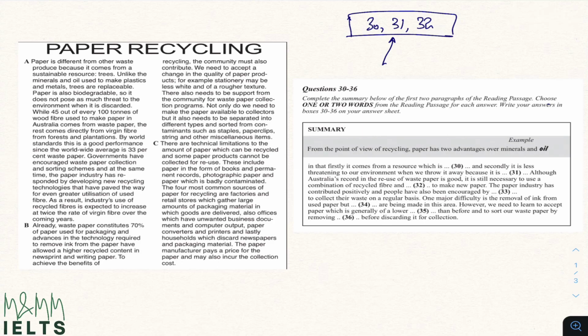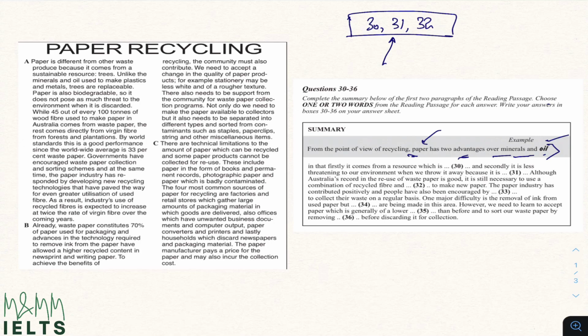All right, so let's try to see what the correct answers are and where we found them. Over here, the first one has already been done for us, so we are not looking at that. Now, what it says in the first sentence is, from the point of view of recycling, paper has two advantages over minerals and oil. So we're talking about paper over here.